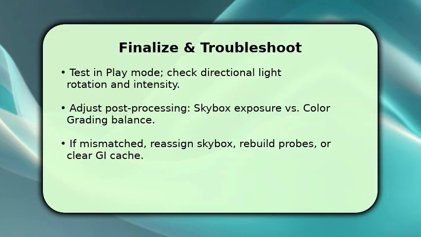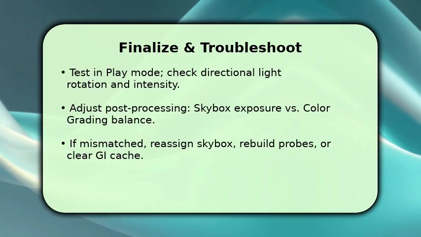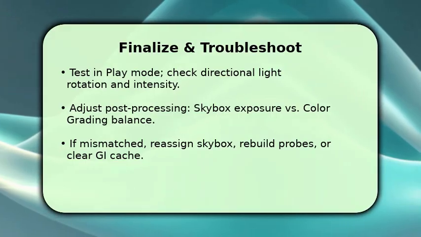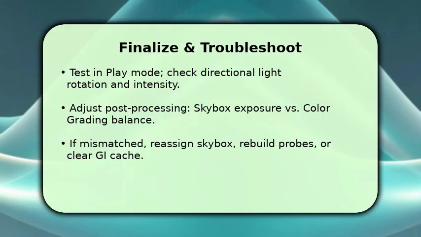If the sky still looks wrong, reassign the skybox material, rebuild reflection probes and baked GI, or clear the global illumination cache. This single troubleshooting step, rebuild probes and GI, resolves most visual mismatches quickly.